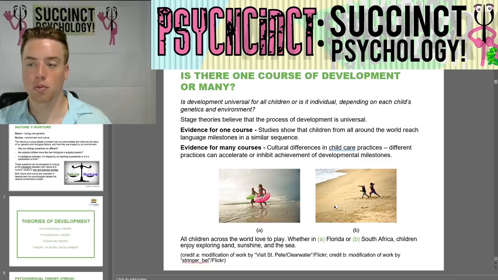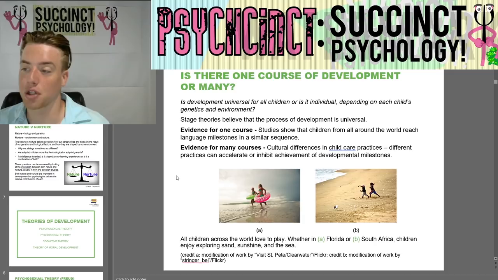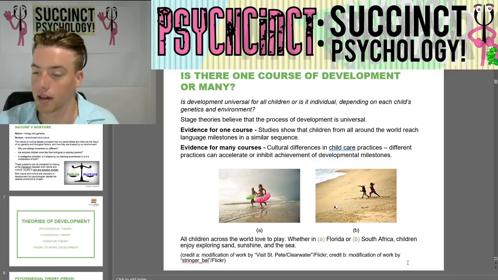So, is there one course of development or many? Is development universal for all children, or is it individual, depending on each child's genetics and environment? So stage theories believe that the process of development is universal. So, evidence for one course. Studies show that children from all around the world reach language milestones in a similar sequence. And then evidence for many courses. Cultural differences in childcare practices, different practices can accelerate or inhibit achievement of developmental milestones. So, here we have all children across the world love to play, whether in Florida, seen here, or South Africa, seen here. Children enjoy exploring sand, sunshine, and the sea.